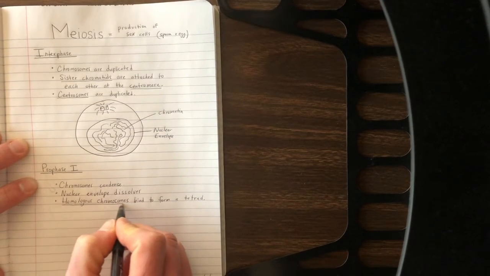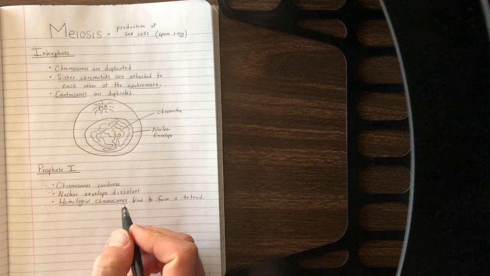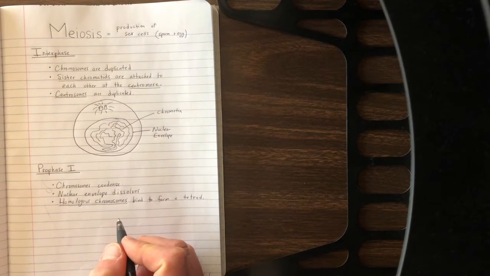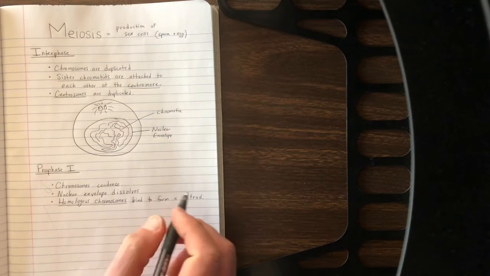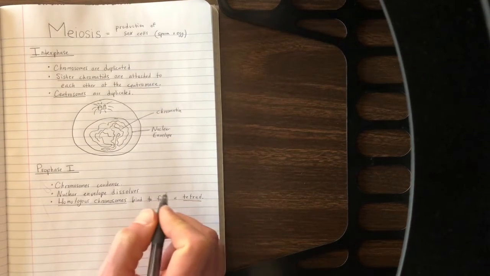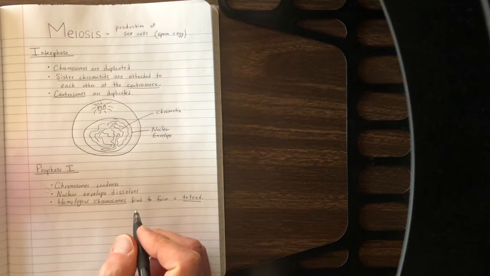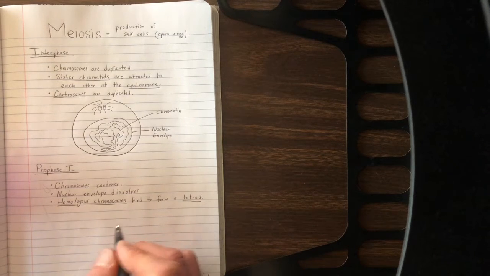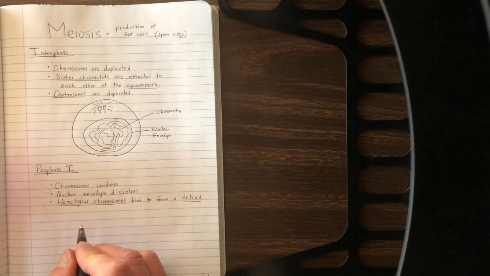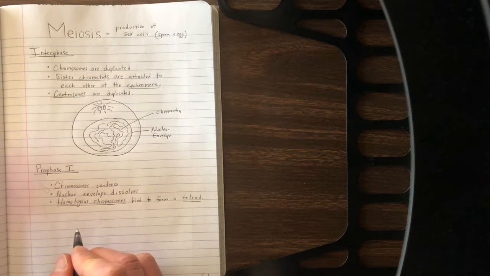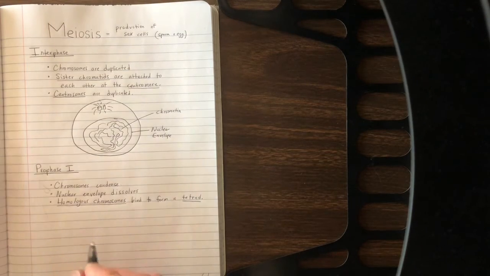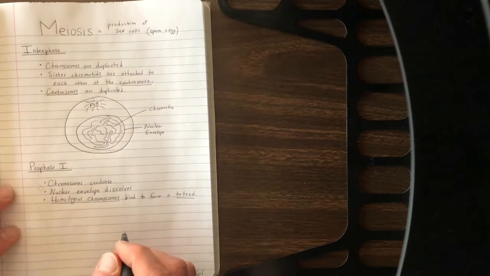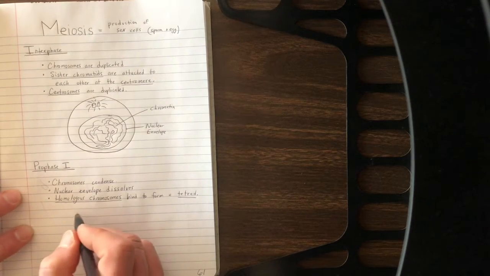Homologous chromosomes is one of our vocabulary terms, which means chromosome pairs that are the same length and contain the genes for the same traits. And a tetrad is also one of our vocabulary terms, and that is a paired set of homologous chromosomes, each made of 2 sister chromatids. So let's draw what that tetrad could look like.